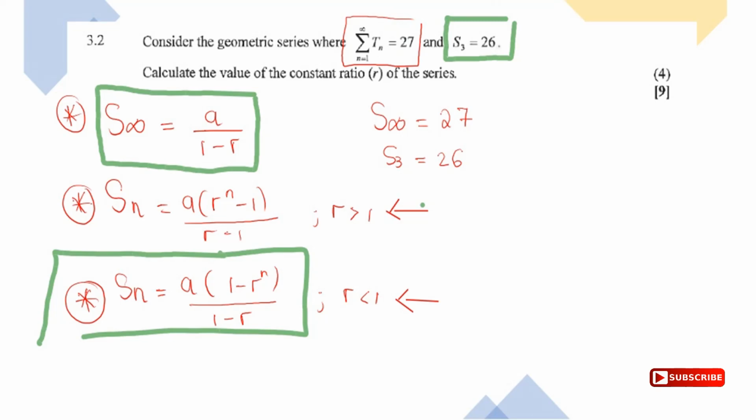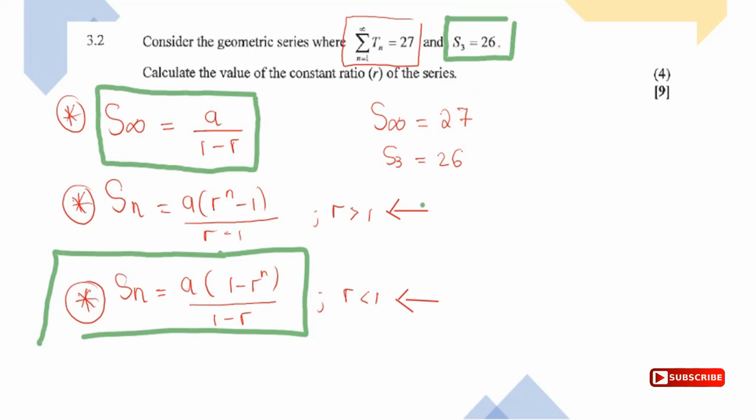The formula that you're given in your formula sheet for the sum of an infinite geometric series is S infinity, which is equal to A over 1 minus R. So that's the first formula. Then, what other formula do you have to know when you're working with a geometric series? Because we're also told that the sum of 3 terms in this geometric series is equal to 26. So the other two formulas you're given are this one and this one.